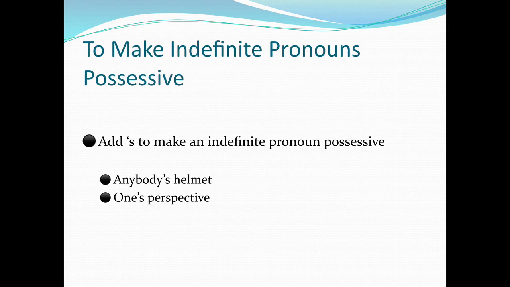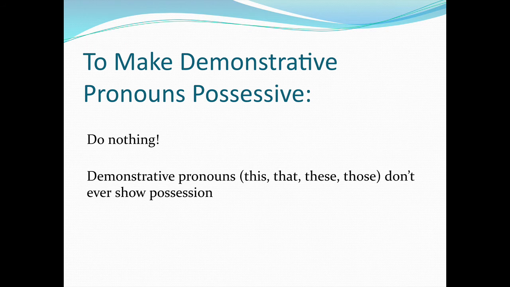Okay, the second class of pronouns are indefinite pronouns. And in order to make them possessive, all you have to do is add apostrophe S to make that indefinite pronoun possessive. For example, if I have anybody and I want to know if it's anybody's helmet, I just add an apostrophe S. One's perspective, same thing, apostrophe S. The third class of pronouns are demonstrative pronouns, and there's no such thing as a demonstrative possessive pronoun. Those words are this, that, these, and those, by the way. So you don't have to do anything because those words never show possession.